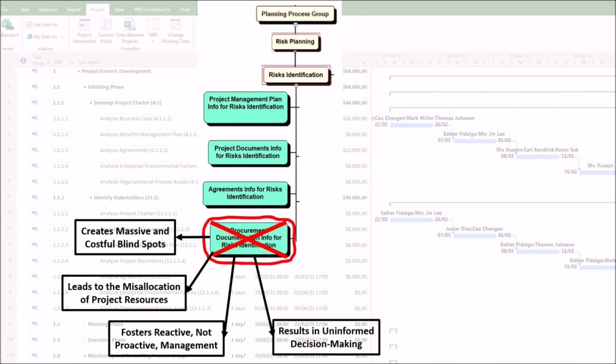4. It results in uninformed decision-making. Project decisions are made without understanding the full risk landscape, leading to choices that exacerbate problems. Imagine a situation where decisions are based on incomplete data. A project manager might decide to accelerate the schedule, not realizing that the procurement contract has strict, immovable milestone dates with heavy penalties. The acceleration effort is wasted, and penalties are still incurred.